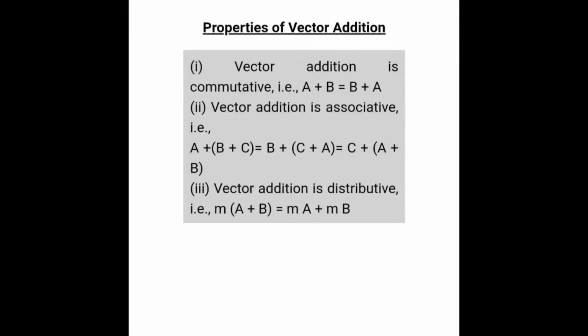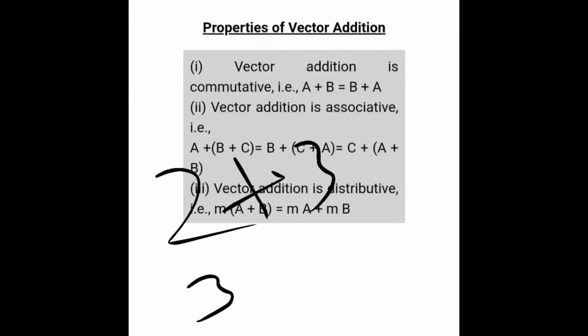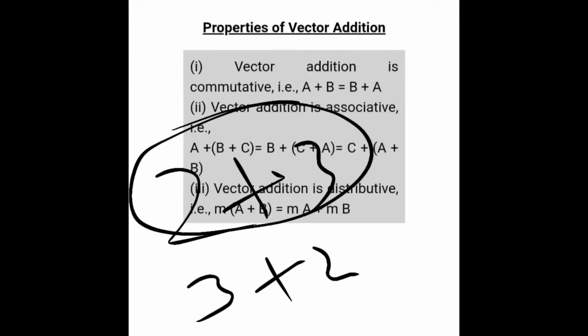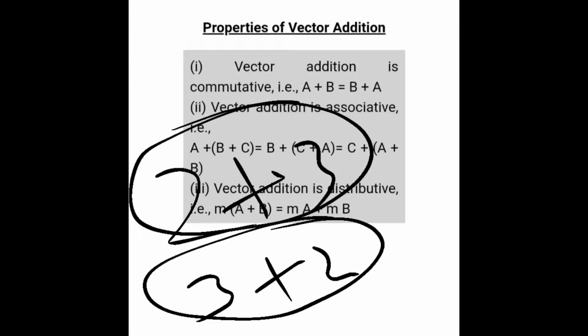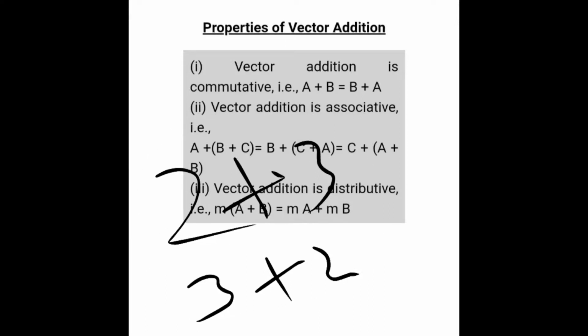Like scalar quantities can be added algebraically, but there are properties for vector addition. Vector addition follows the commutative property. Commutative means when I say 2 plus 3, that is 5. Similarly 3 plus 2 is also 5. So we say that this is the commutative law. That means A plus B equals B plus A, right?